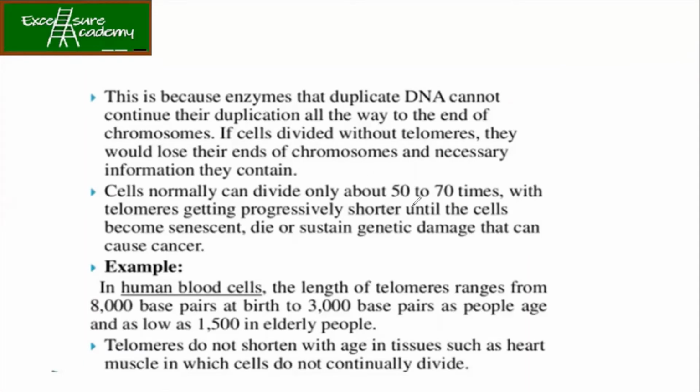Now we know why the cell is dying: because the telomeres are getting short and later they die because of apoptosis. Now in human blood cells, the length of telomeres ranges from 8,000 base pairs at birth to 3,000 as people age. Telomeres do not shorten with age in tissues such as heart muscles, in which cells do not continuously divide. So here again, we know that the heart cells are not dividing and that's why their telomeres are not getting shortened. These are the few things which you need to remember because based on these sentences only the questions are being framed.